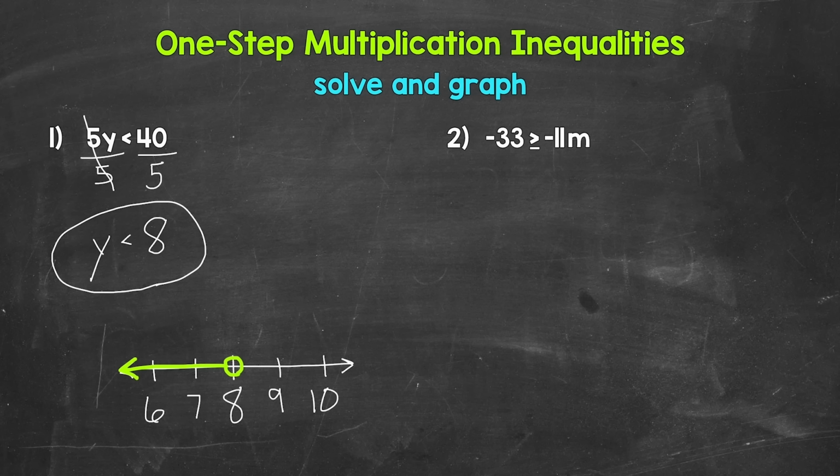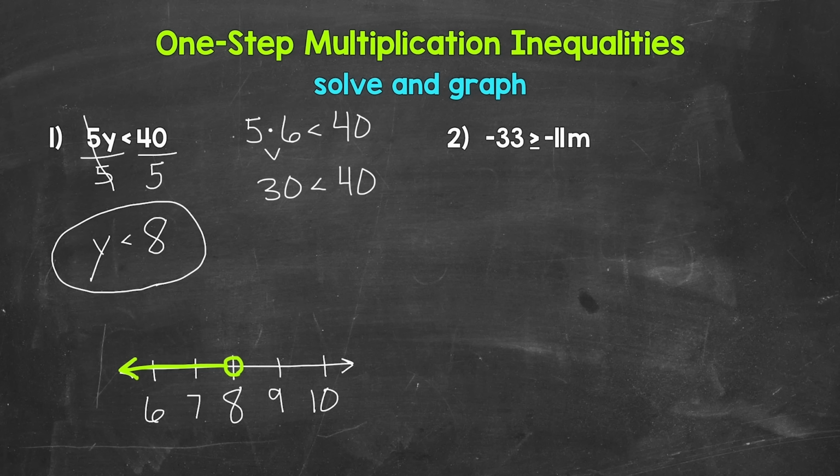And one last thing we can do here is check a solution. So we can plug in anything less than 8 for y and see if it works. Let's use 6. So plug in 6 for y. So 5 times 6 is less than 40. 5 times 6 gives us 30. 30 is less than 40, so we are correct here. Our answer, y is less than 8. So y can be anything less than 8, and it will work.